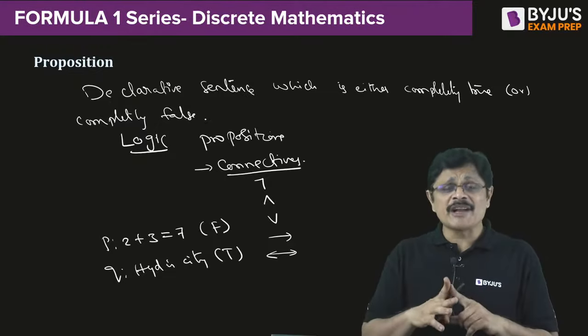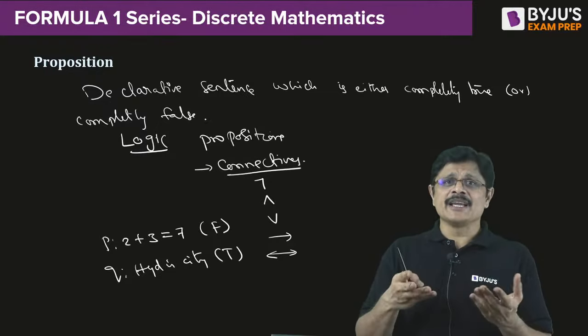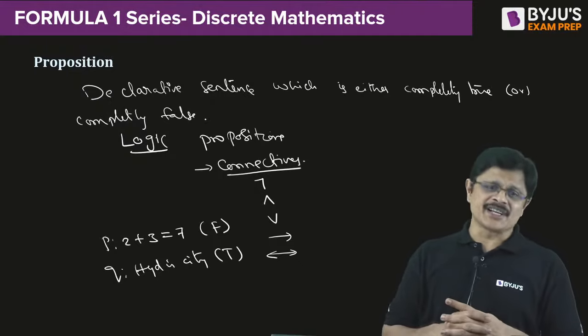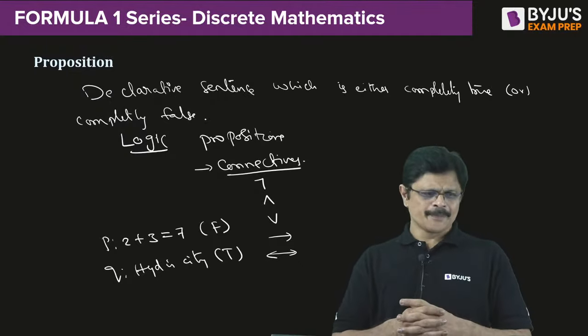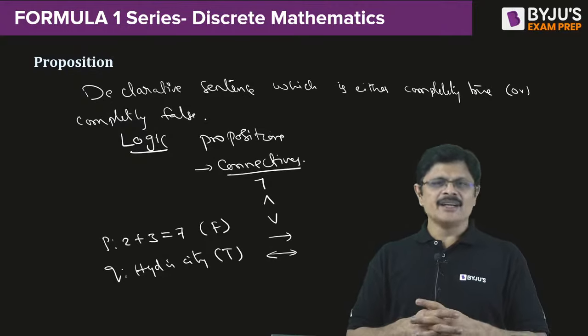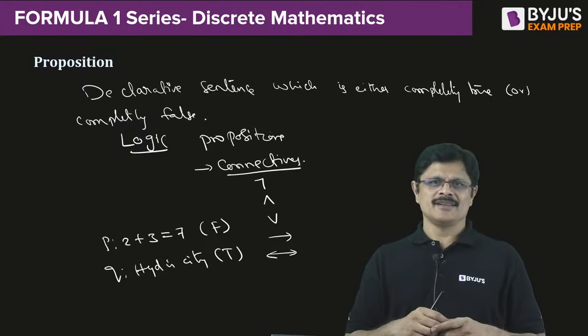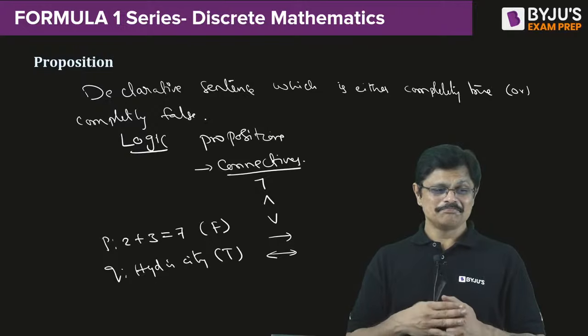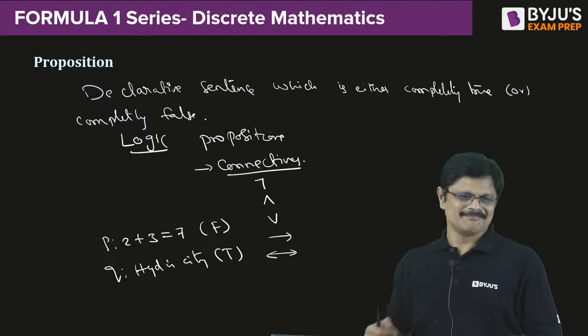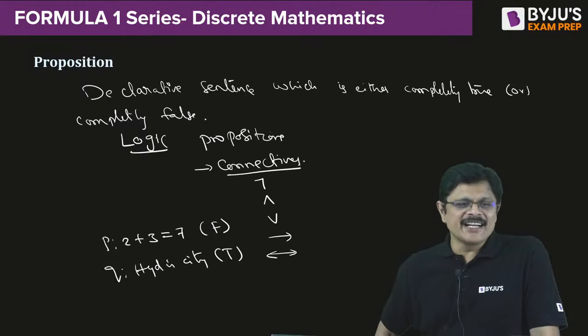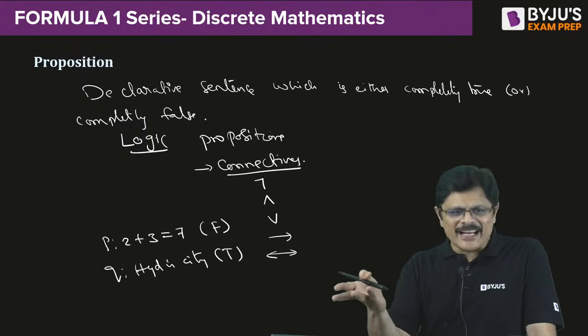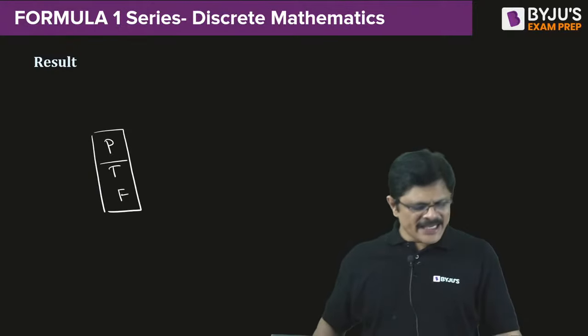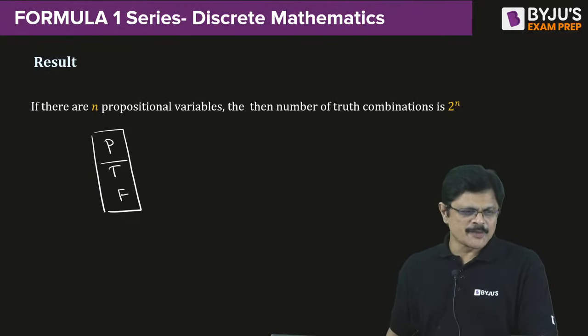But when you say propositional variable, it can take, just like if I say x is an integer, what do you mean by x is an integer? It can take one of the integer values. Similarly, when I say p is a proposition, it can take one of the possible truth values, my dear friend.